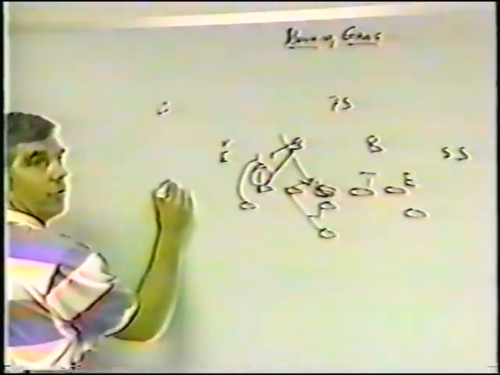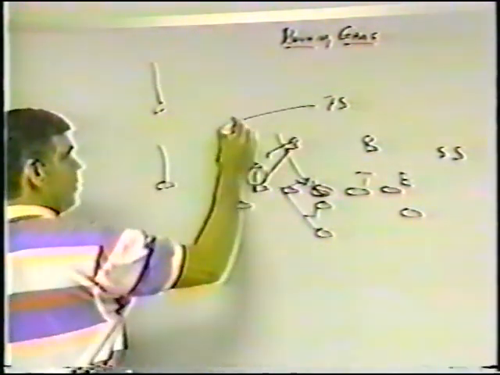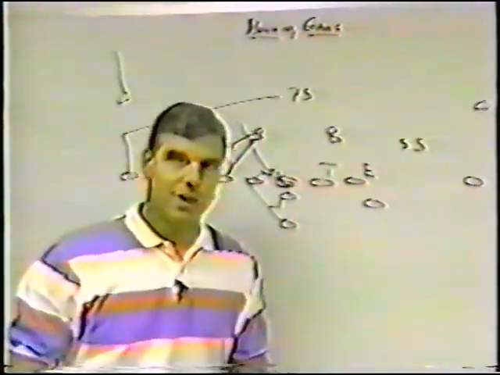This receiver blocks the first guy that comes. If the corner comes, he blocks him. If he backs up for the pass and the free safety's coming, which happens a lot, he cracks him. That's 14-15. Let's look at it here on film.